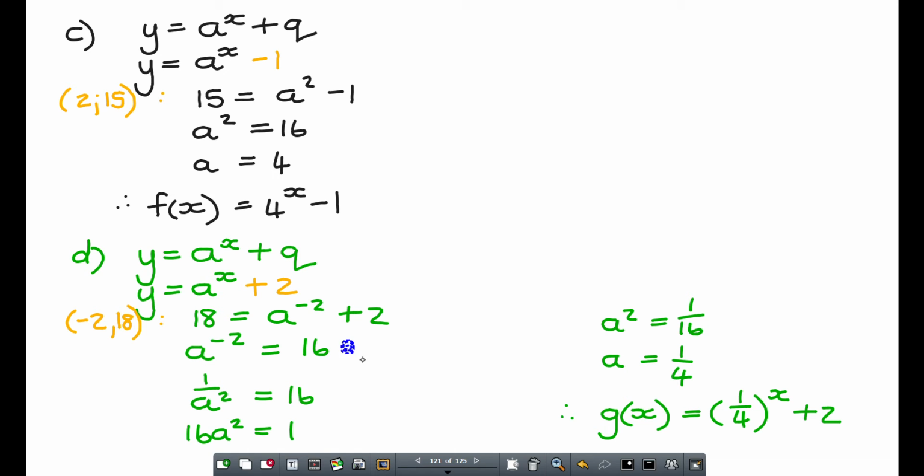Kyk gou as jy tot hier gekom het, nê? A tot die mag minus 2 is gelyk aan 16. Now that, because the exponent is a negative, we write it in the form of a fraction. Nê? 1 op a kwadraat. En nou, jy sal sien ek skryf elkeen van hierdie stappies uit. Jy kon maar direk geskiep het hiernatoe, if you were comfortable with it.